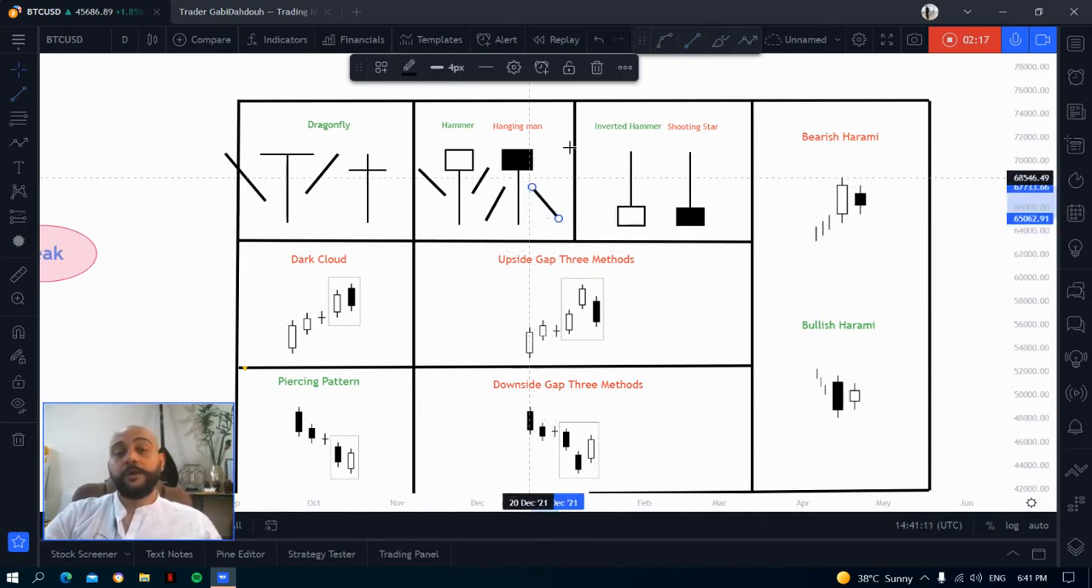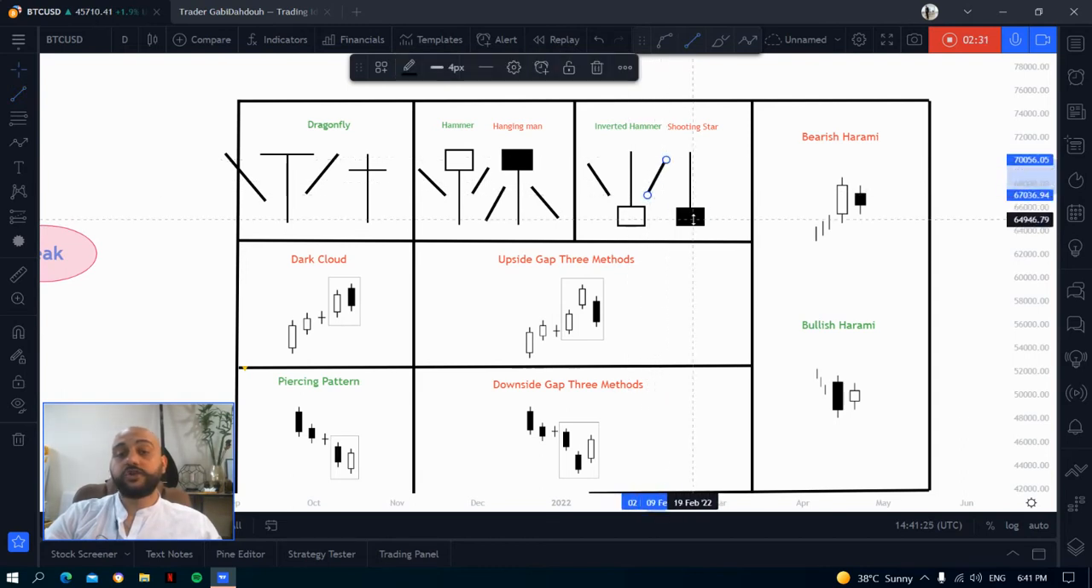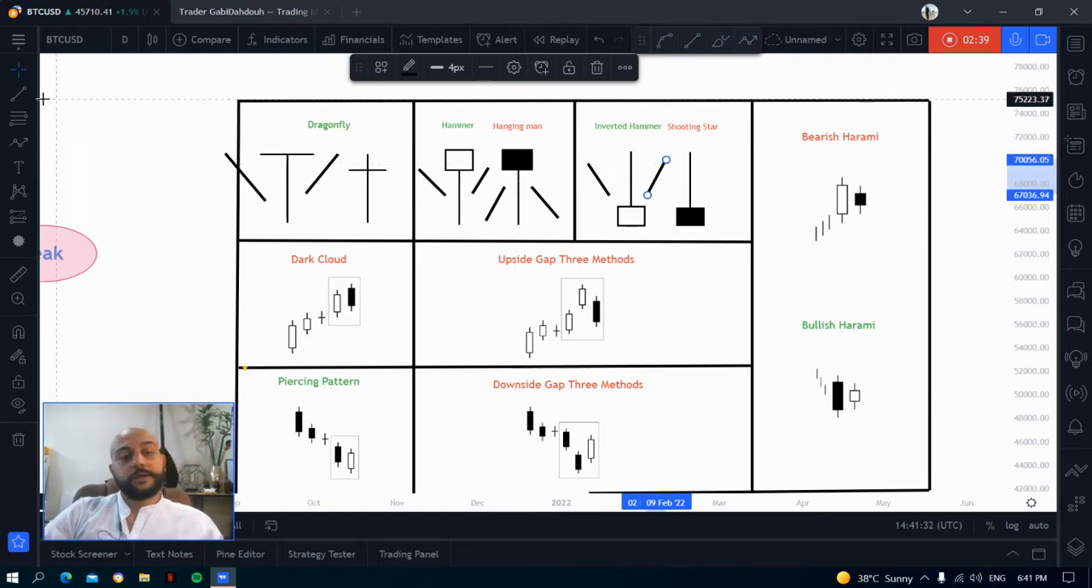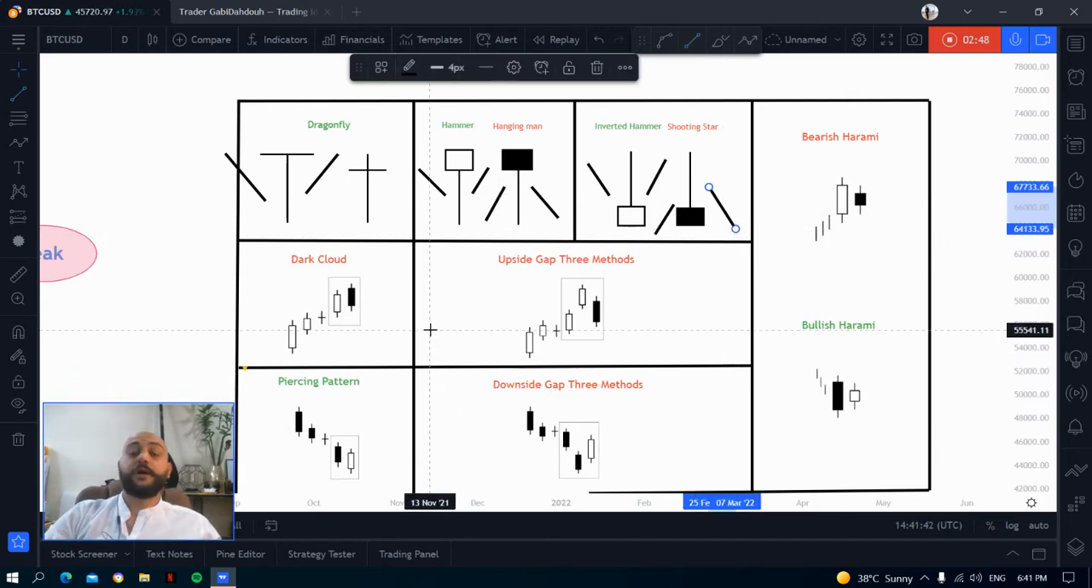Now, inverted hammer and shooting star are basically the reverse of hammer and hanging man, but they do the same job. So what does that mean? Let's say the market is going down. We see an inverted hammer. It indicates that the market could go up. A shooting star is called a shooting star because it looks like a shooting star, like a star with a tail. So the same thing, the market is going up, you see a shooting star, and it indicates that the market is going down. Now, these are the simple one-day reversal patterns.